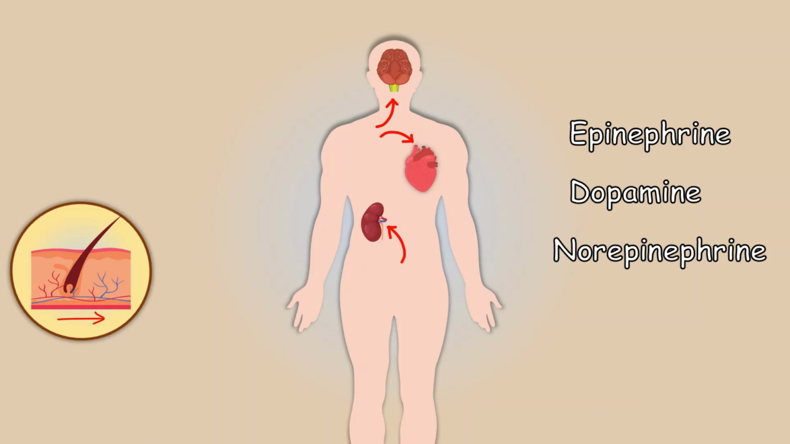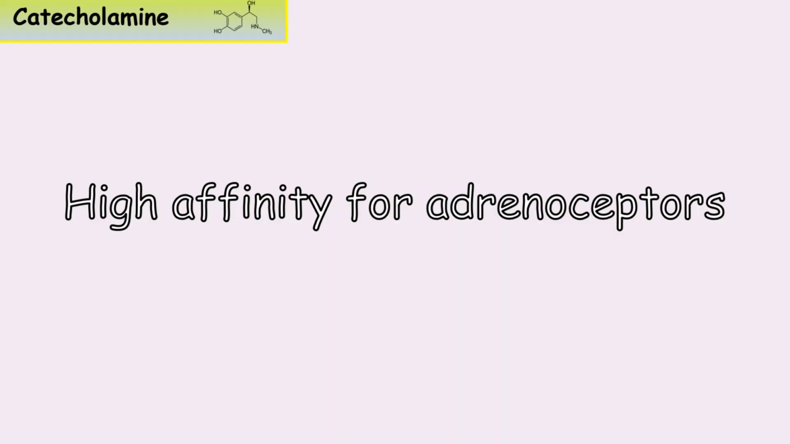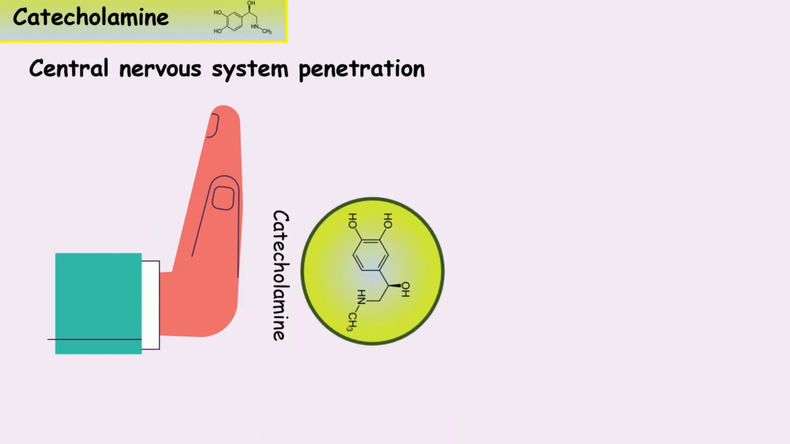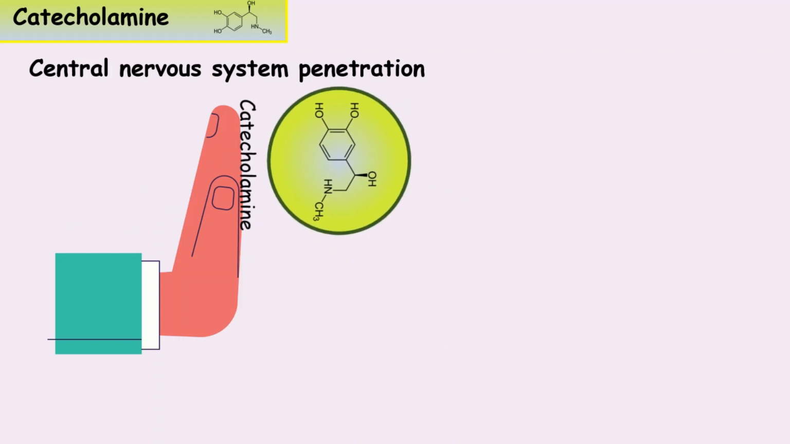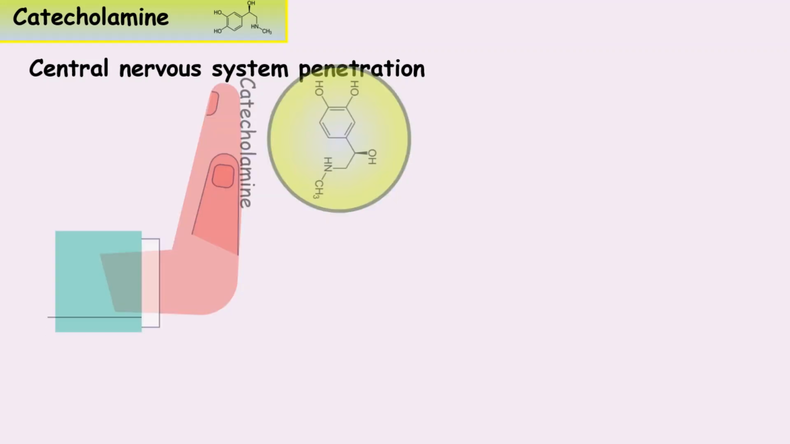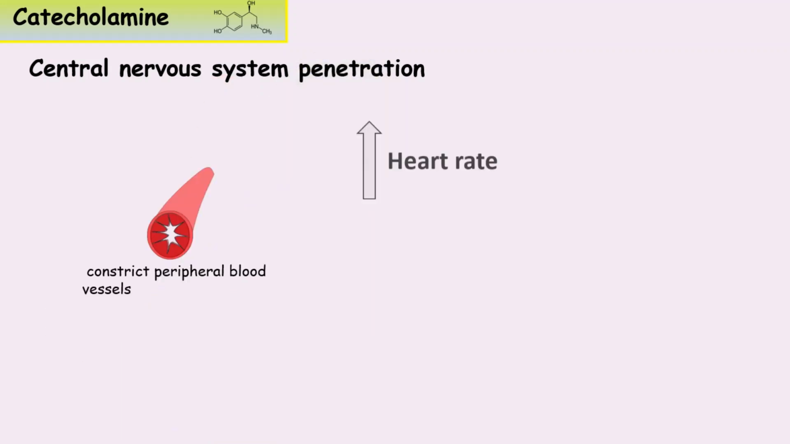Because of their common basic chemical structure, catecholamines share certain properties. For affinity, they show direct action and they have a high affinity for adrenoceptors. In central nervous system penetration, catecholamines have poor penetration into the central nervous system since they are polar. Although they stimulate the nervous system, constrict peripheral blood vessels, increase heart rate, and dilate the bronchus.